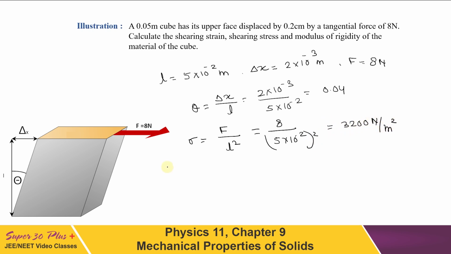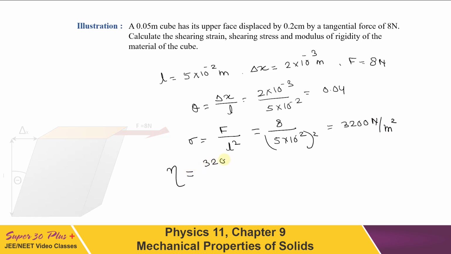So we can now calculate modulus of rigidity as well. It will be 3200, that is the shear stress, upon the strain, which is 0.04, and the final answer will be 8 into 10 to the power 4 Newton per meter square.